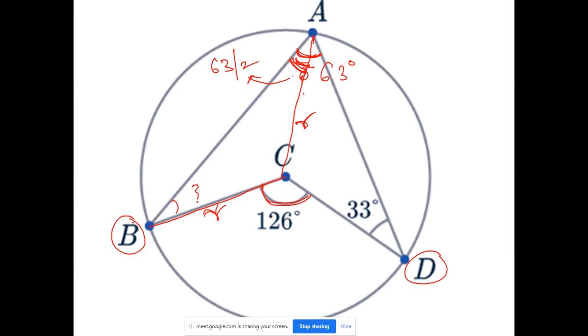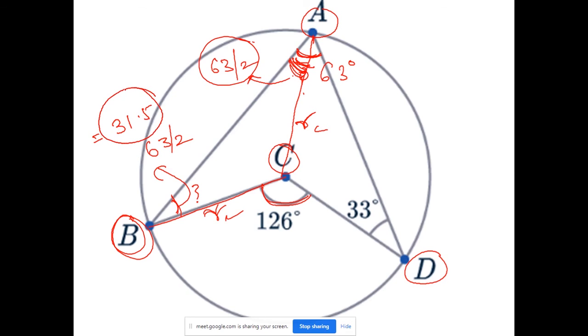Okay, this is the radius. So triangle BCA would be an isosceles triangle. Two sides are equal, so the opposite angles would also be equal, right? So this is 63 by 2. So this would also be equal to 63 by 2, right? That is equal to 31.5. So angle B is going to be equal to 31.5.